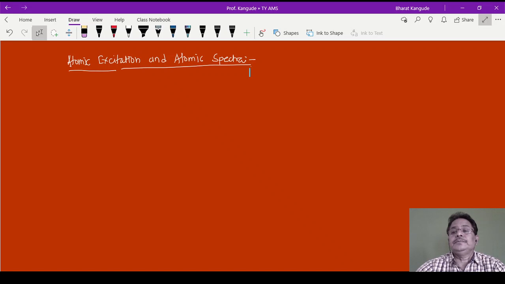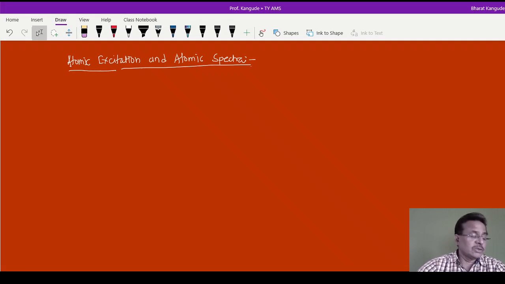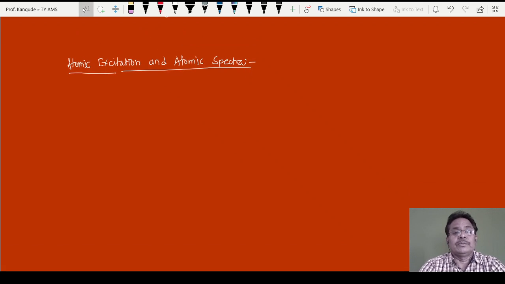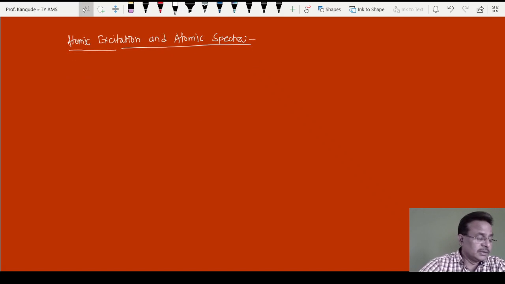In earlier discussions, we have covered almost all points of this chapter 1 of Atomic and Molecular Spectra, and today we are going to see the last topic of this particular chapter, that is atomic excitation and atomic spectra. Connected with that, we are going to see one very important experiment. The name of the experiment is the Frank and Hertz experiment.